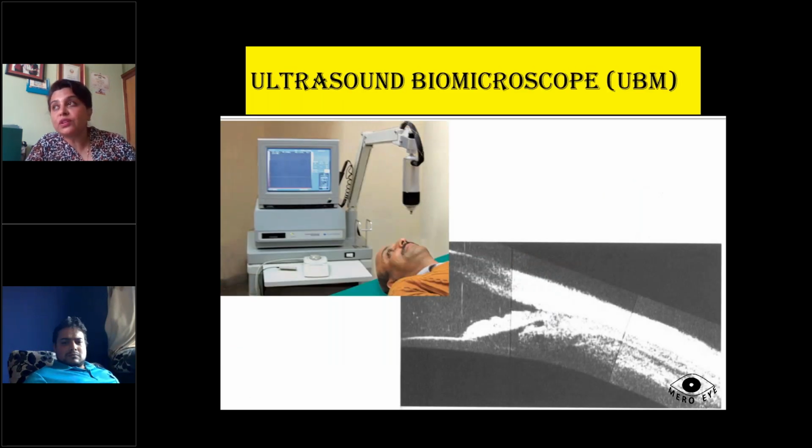If we move further, the instrument that can be used to evaluate the pars plana region is the ultrasound biomicroscope. We don't have the facility for this in Nepal, but it's frequently done in Indian practice, and it is definitely useful in cases of intermediate uveitis.